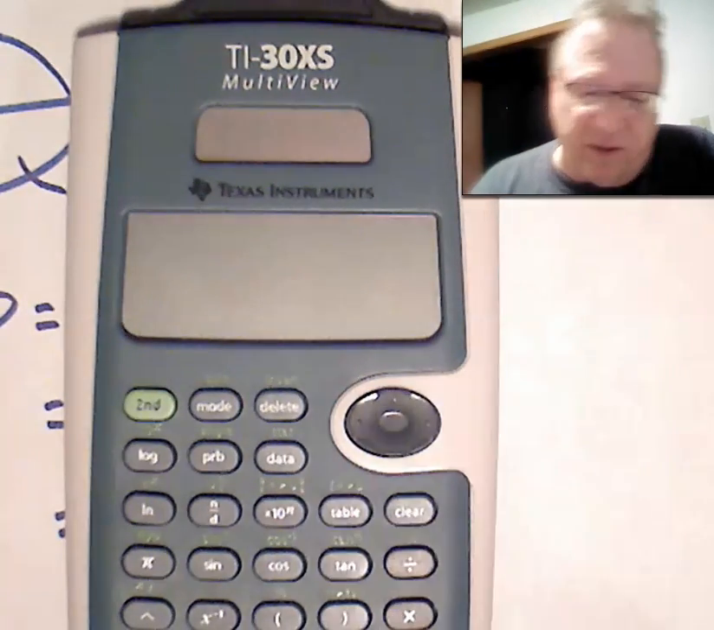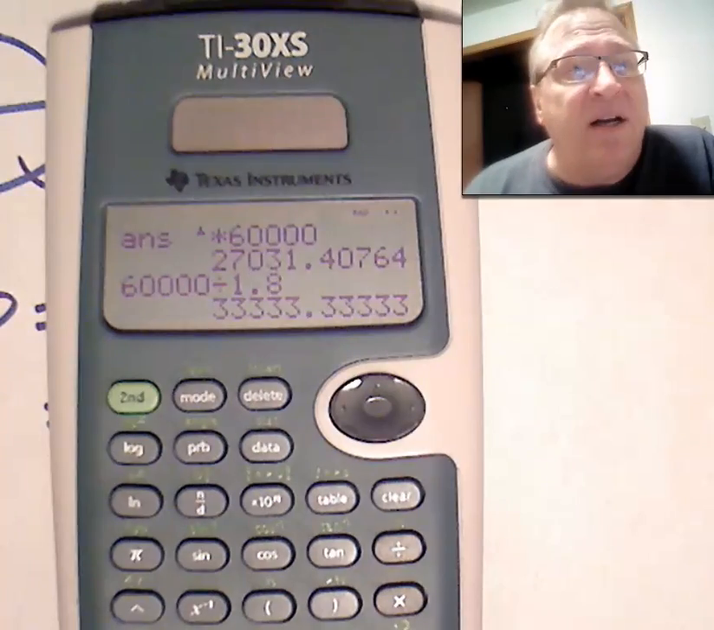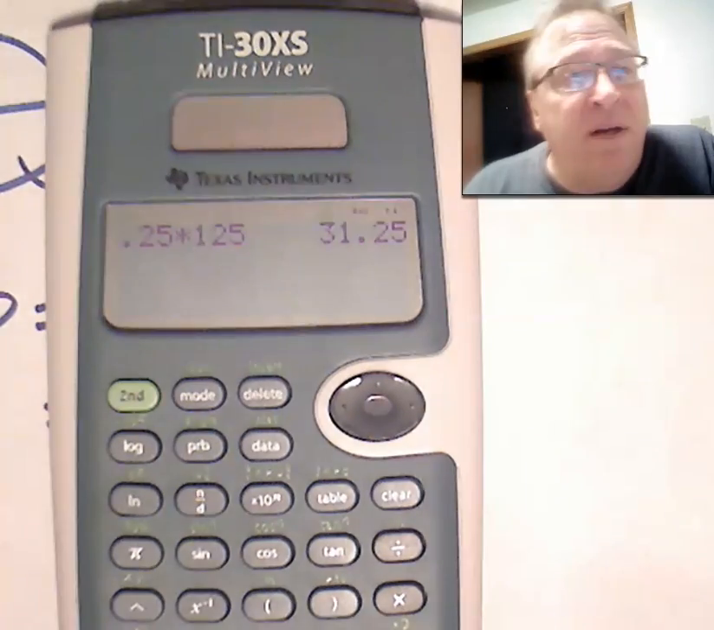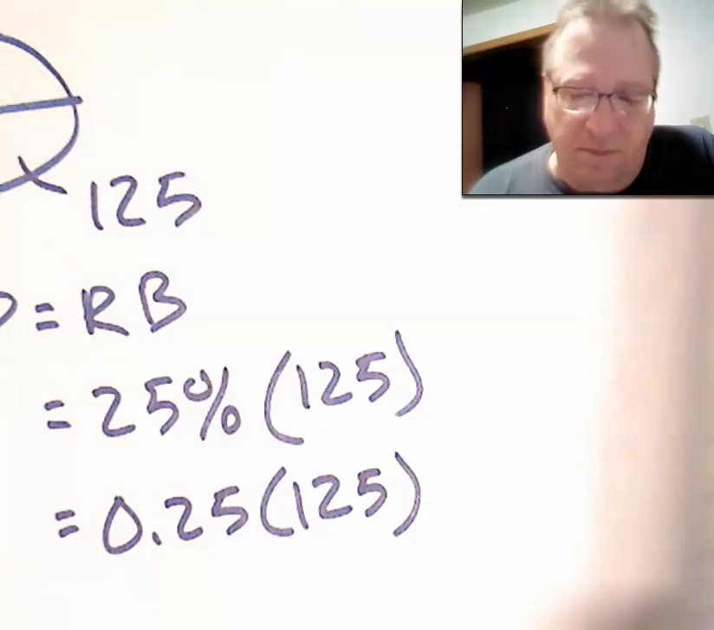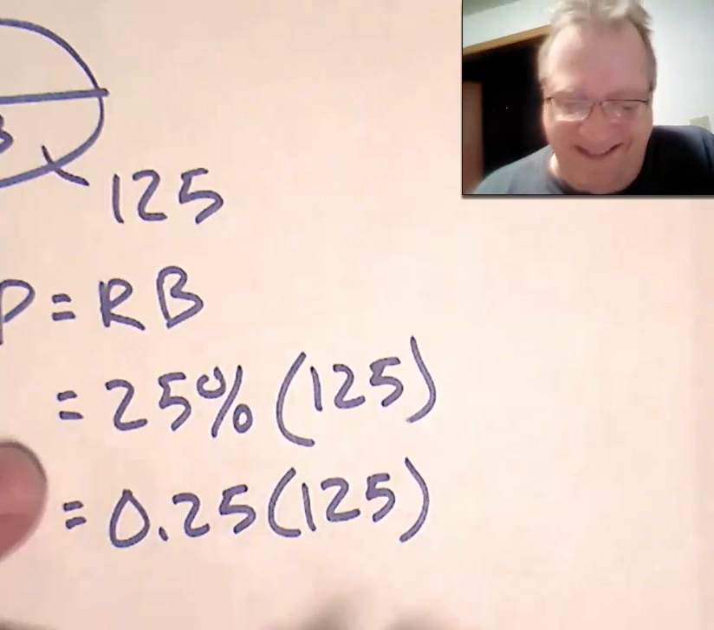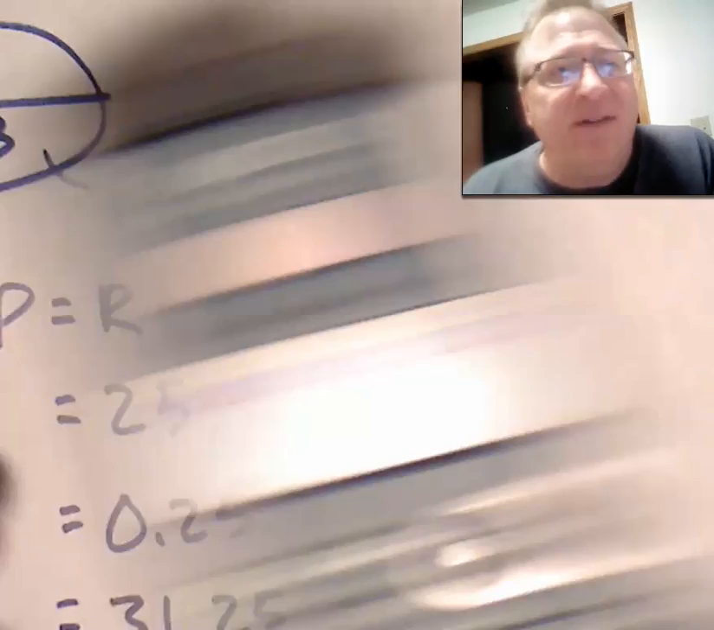So let's see. What's my equation? I have to multiply 0.25 times 125. I turn it on. I hit clear, and I go 0.25 times 125. There's my answer, 31.25. Did I do the same equation that the book has? I guess so. Equals 31.25. One thing I like about this calculator is things don't go away. You can see what you put in. 0.25 of 125 gives me my 31.25.